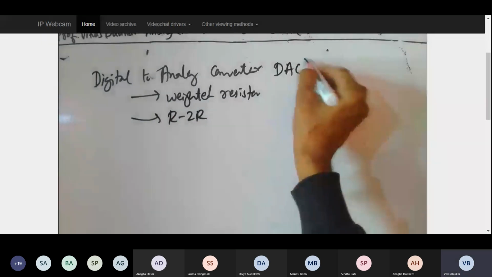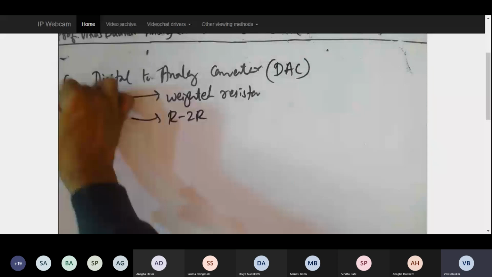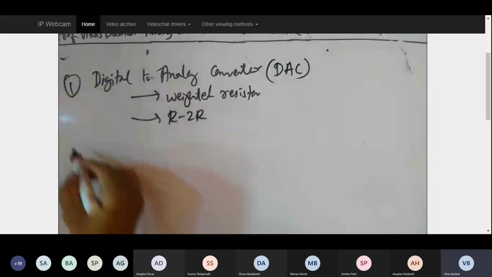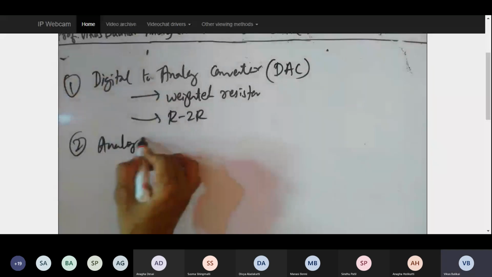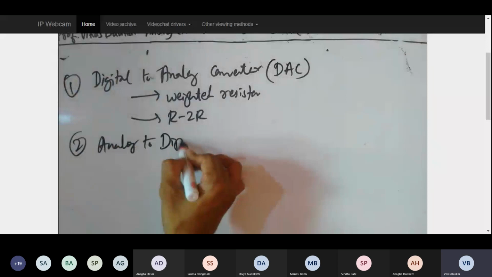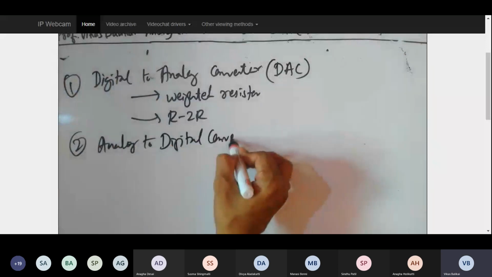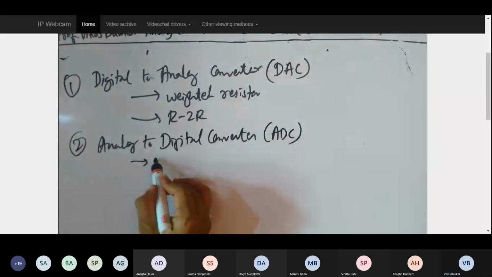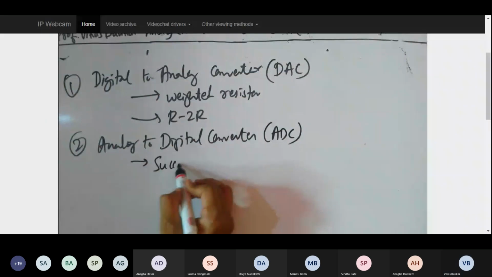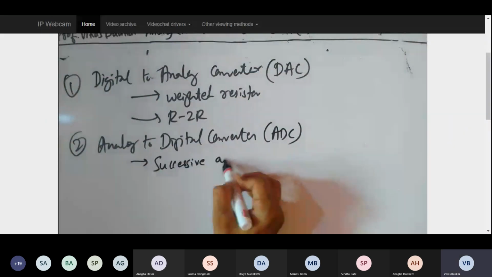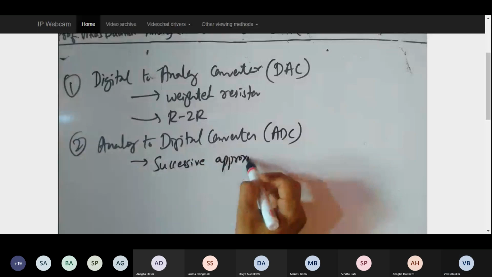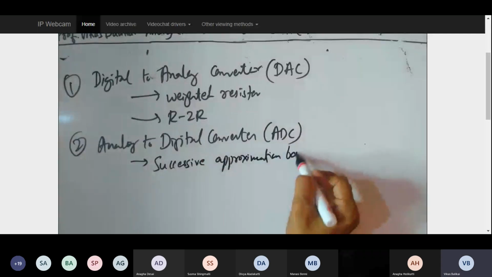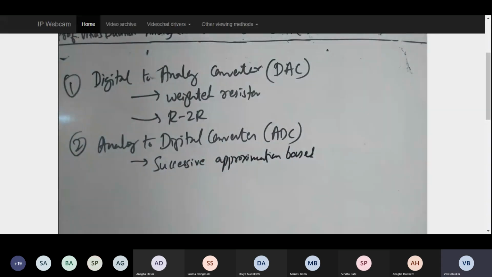So this was our first concept, and then in the second concept, A to D, that is analog to digital converter, we tried to understand. Especially we tried to focus on successive approximation based ADC. That was our second concept. And then a small concept was small signal half wave rectifier.